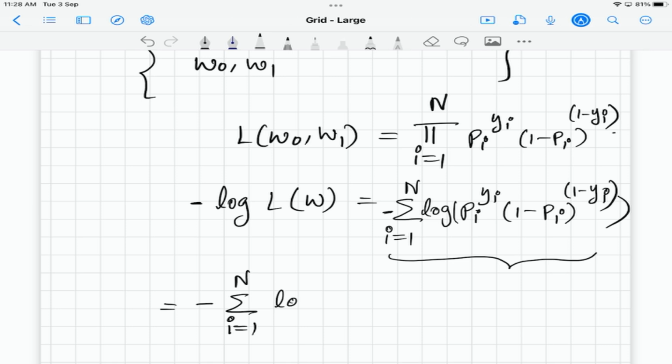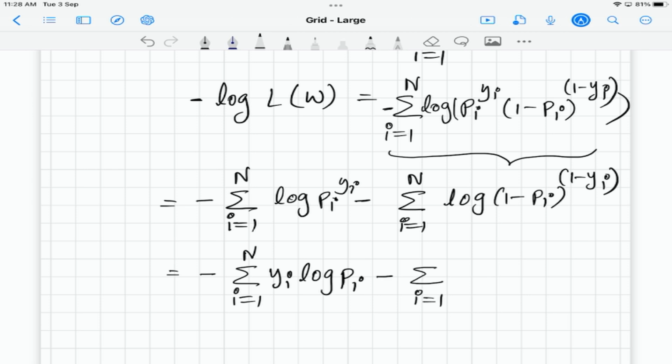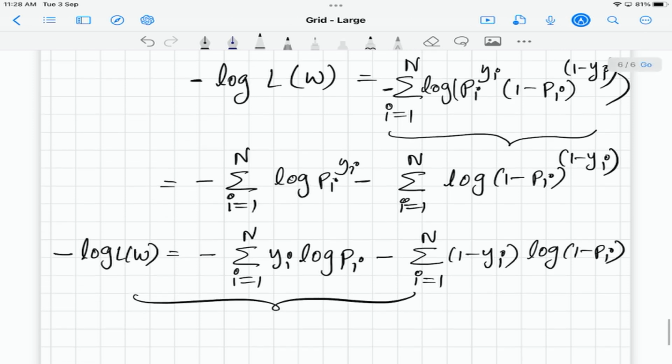So this becomes log of pi power yi, and minus summation i equals 1 to n log of 1 minus pi power 1 minus yi. If you expand this, log of pi power yi is yi into log of pi, minus summation i equals 1 to n, 1 minus yi into log of 1 minus pi. So this is your negative log likelihood.